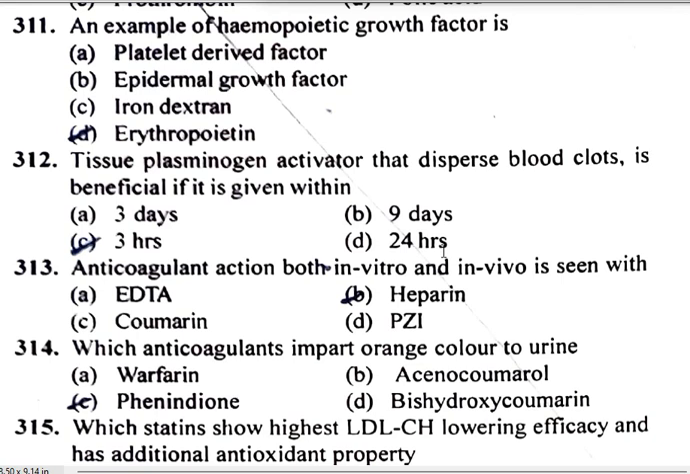An example of hematopoietic growth factor is erythropoietin. Tissue plasminogen activator that disperses blood clots is beneficial if it is given within 3 hours. Anticoagulant action both in vitro and in vivo is seen with heparin. Which anticoagulant imparts orange color to urine? That is phenylindanedione.